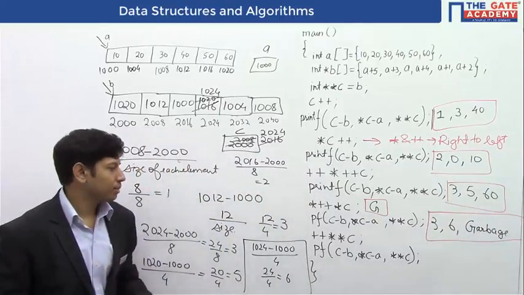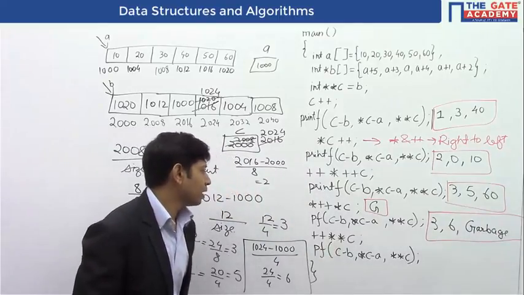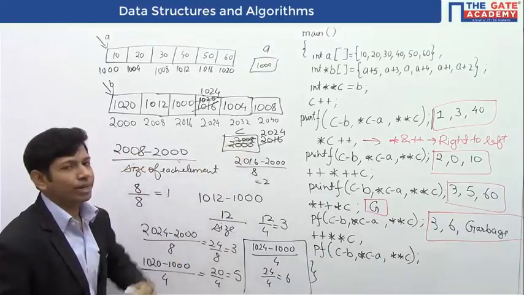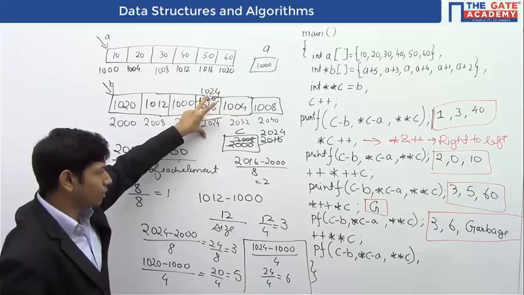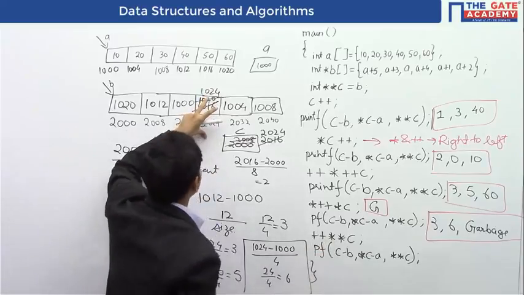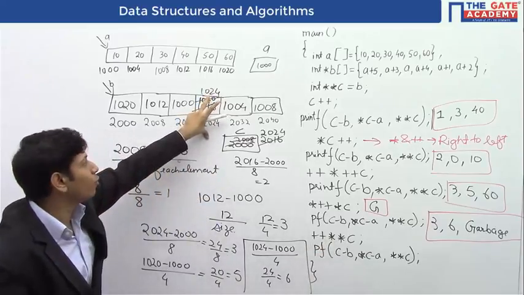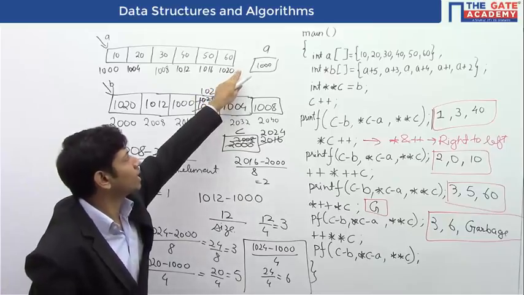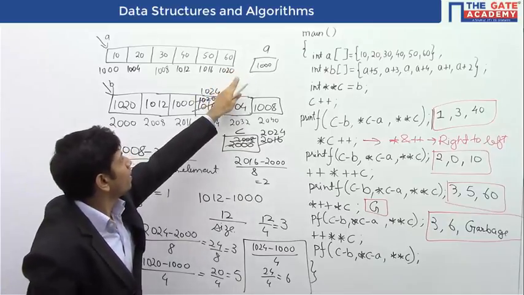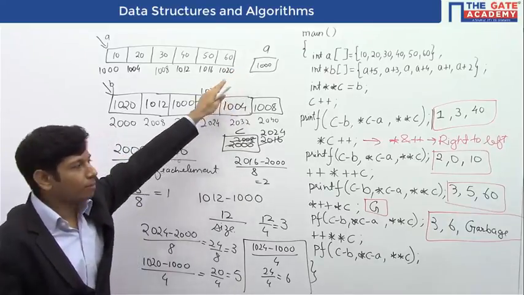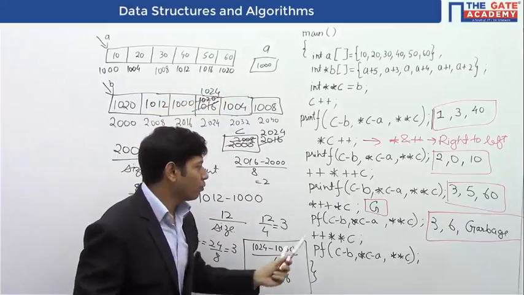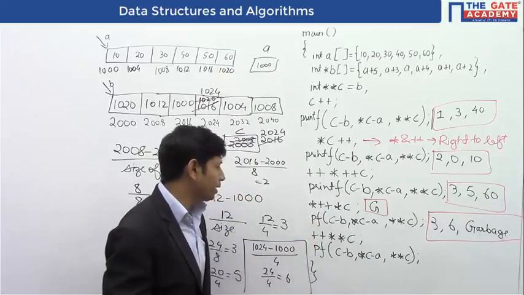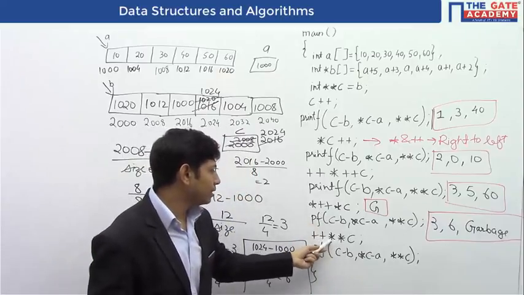Let's see the next command. It is star C. So what is C? 2024. What is star C? Data at 2024, which is 1024. We have one more star. So what is star 1024? 1024 is outside, so what is data at 1024? It is garbage. So we have some garbage data over here, and once we have done these two stars, what we are doing is plus plus.